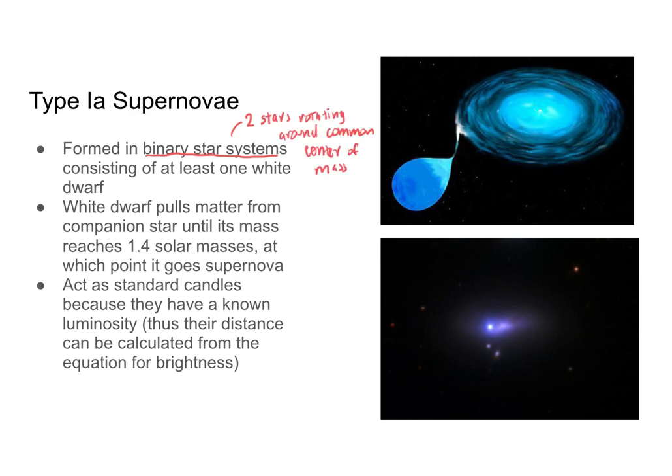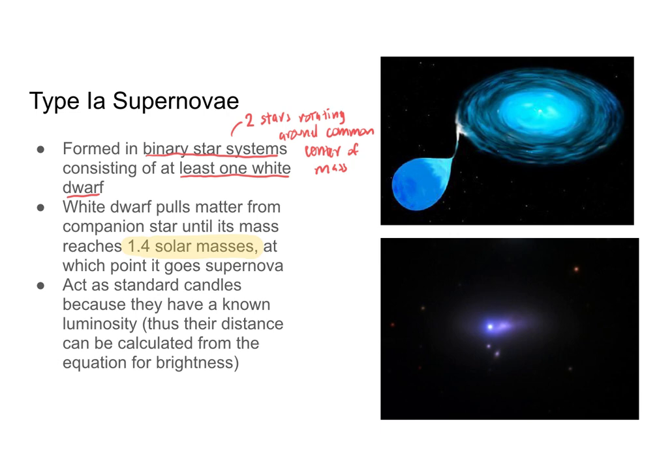Now, a type 1a supernova will only be formed in a binary system if that star system has at least one white dwarf. So what happens is the white dwarf is going to pull matter from its companion star until its mass reaches 1.4 times the mass of the sun. And as we know, at that point, it has reached the Chandrasekhar limit, so it's going to go supernova.